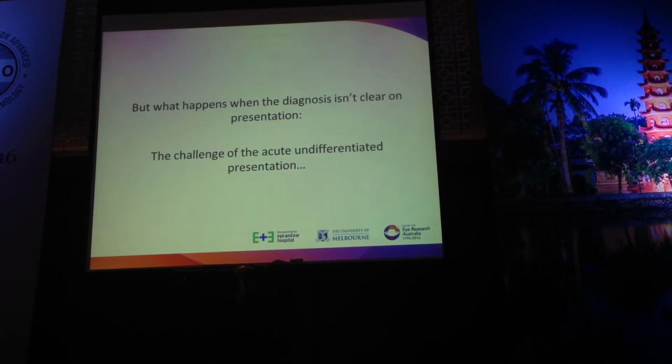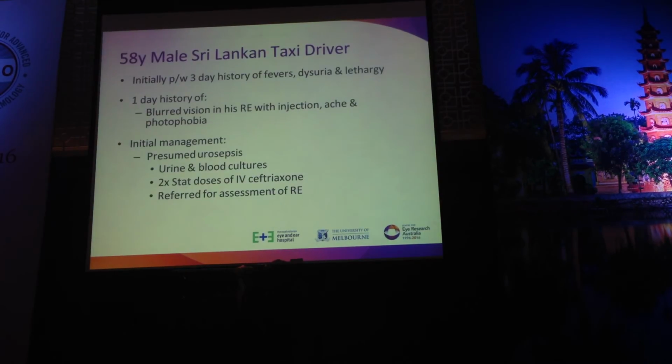Okay, so I'm just going to finish off with a last case here, and it just illustrates what happens when the diagnosis isn't clear-cut. The acute undifferentiated presentation, which is a difficult one that we always have to trace. So we've got a 58-year-old Sri Lankan taxi driver. He came in initially with a 3-day history of fevers, dysuria and lethargy. And then the reason he came in is he had a 1-day history of blurred vision in that right eye.